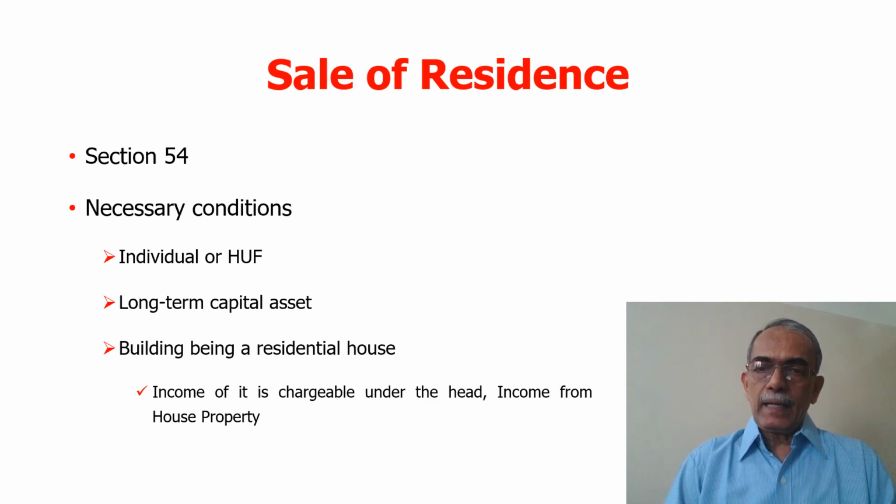Suppose I have a residential house which I use for running a paying guest accommodation. Now, this activity of running a paying guest accommodation may be a business. So income from that rental from that house would be business income, and it will not be assessable as income from house property. Therefore, in case that house is sold, the seller will not be eligible to claim this exemption under Section 54.